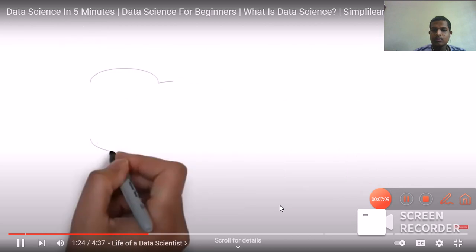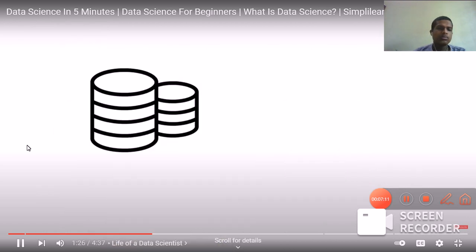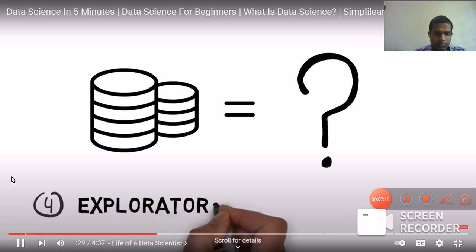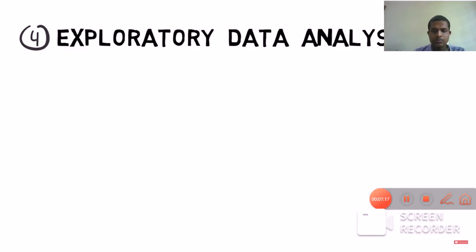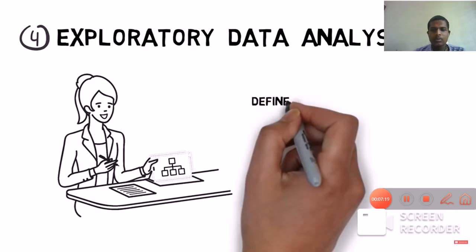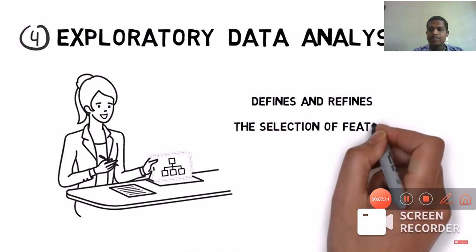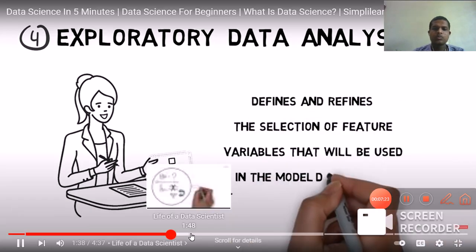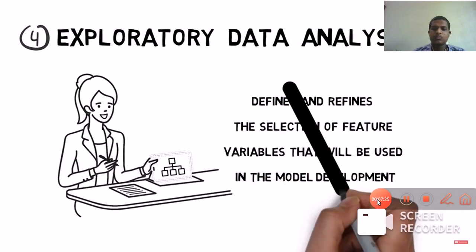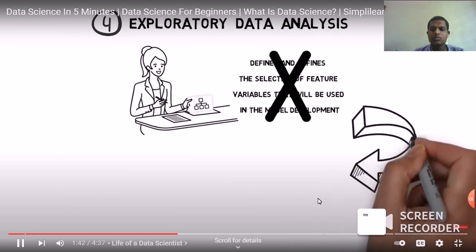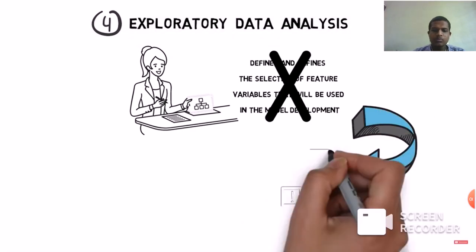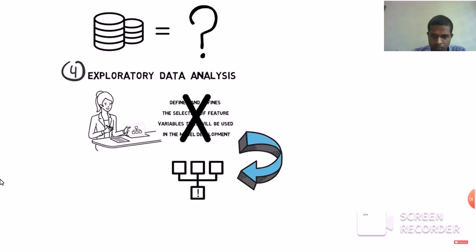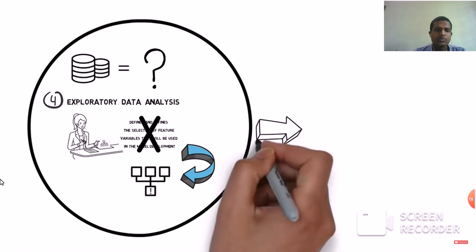Then understanding what you actually can do with your data is very crucial. For that, Emma does exploratory data analysis. With the help of EDA, she defines and refines the selection of feature variables that will be used in the model development. But what if Emma skips this step? She might end up choosing the wrong variables, which will produce an inaccurate model. Thus, exploratory data analysis becomes the most important step.